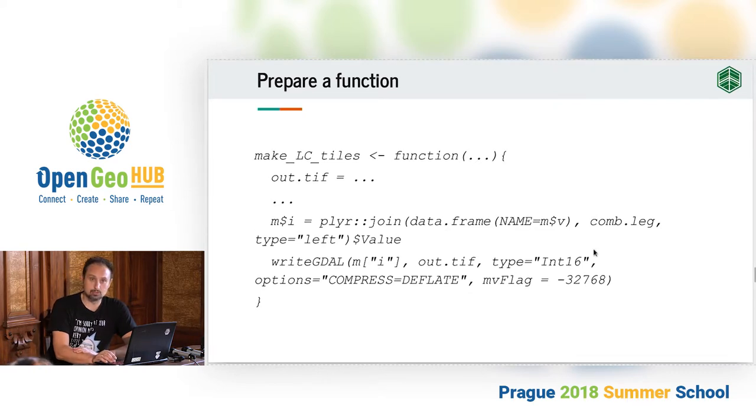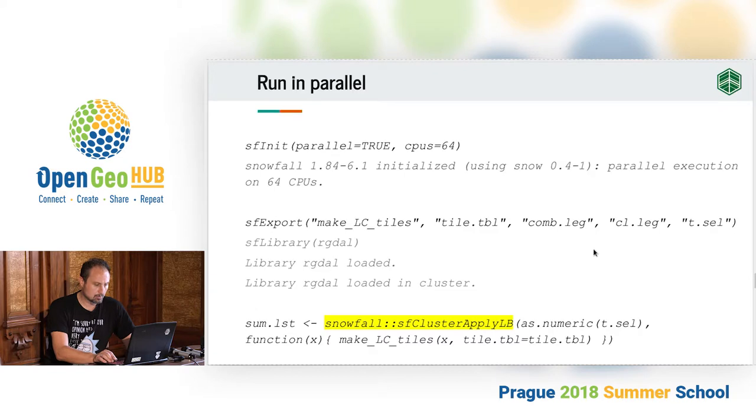This is the function. When I make a tiling system, I make a function. In this function, I can use the dplyr package, or anything I use in R. So this processing is just a simple standard R processing, because when I do a single tile, it's like 1 megabyte in memory, or 2 megabytes. It's small data, and I can do anything in that function.